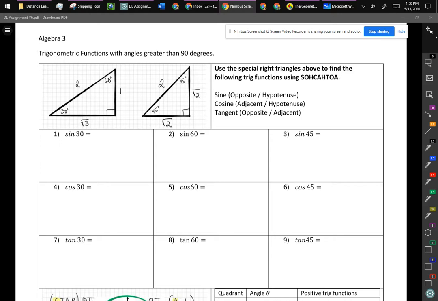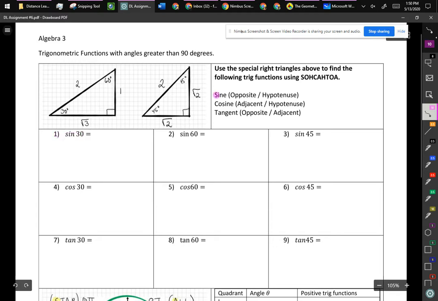You've got a worksheet here, and you've got two special right triangles you've probably seen before on SATs, in previous algebra classes, and on your MCAS. So let's just do a quick review of your trig functions. So the sine of 30 degrees, right over here for number one.